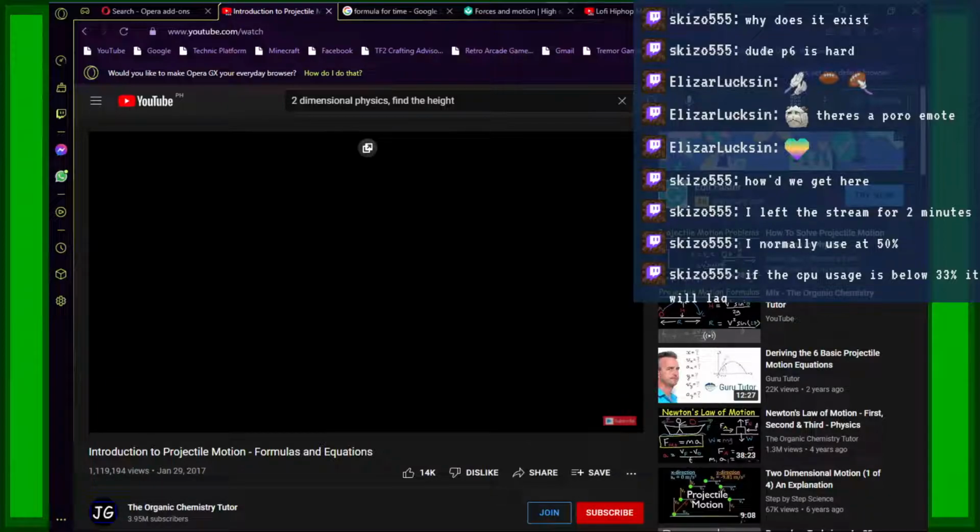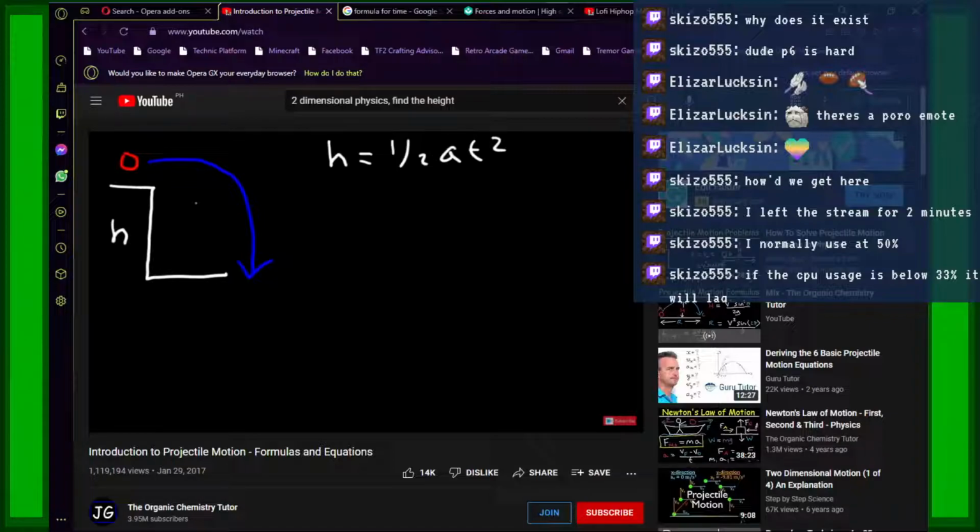Now there are 3 types of trajectories for projectile motion that you need to be familiar with. Let's say we have an object that comes off a cliff horizontally and then eventually hits the ground. That's the first type of trajectory you're going to be dealing with. So what equations do we need for this situation? The first equation that's going to help you is h is equal to 1/2 a t squared, where h represents the height of the cliff, and t is the time it takes to hit the ground.